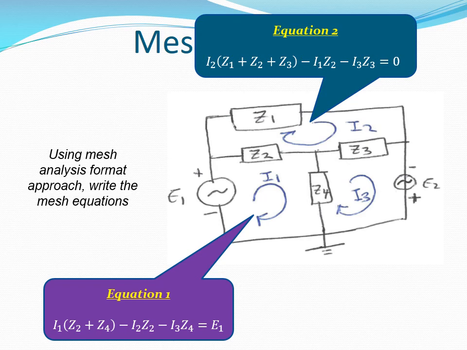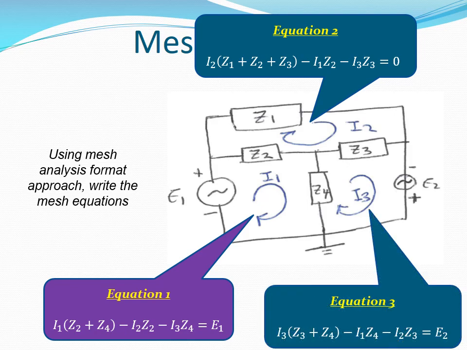For loop 2, the impedances through which the loop current flows are Z1, Z2 and Z3. Therefore, the first term is I2 by Z1 plus Z2 plus Z3. The mutual loops are loop 1 and loop 3. The corresponding mutual impedances are Z2 and Z4. Therefore, the mutual terms are minus I1 Z2 and minus I3 Z3. There is no voltage source in the loop. Therefore, the right hand side is equal to 0.